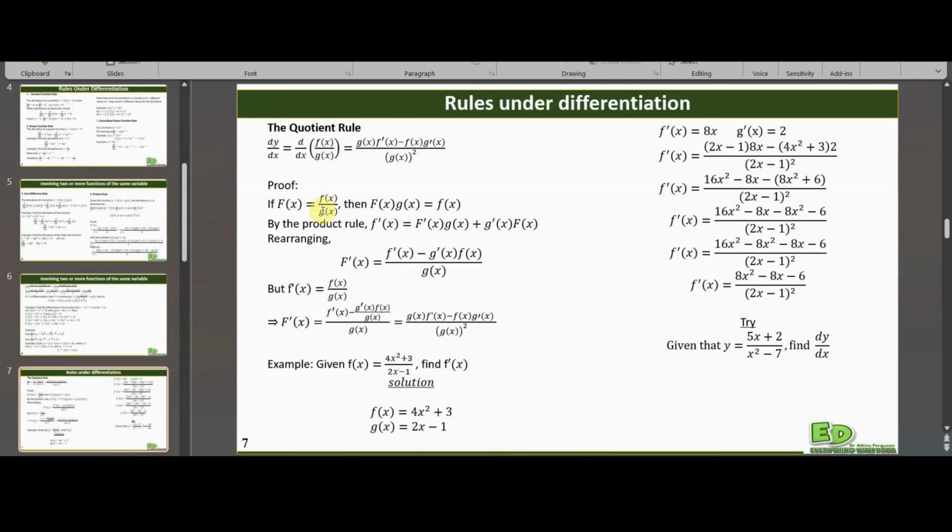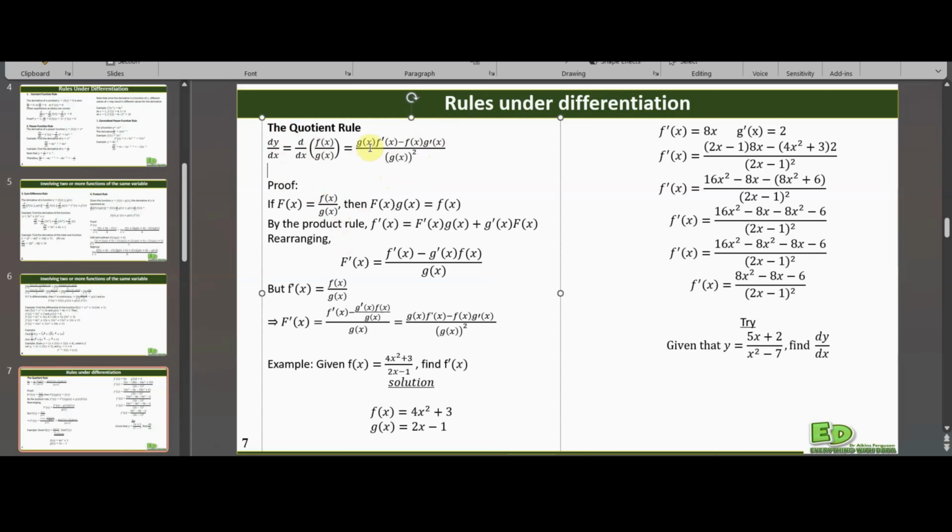So you can have, say, f of x is equal to f of x over g of x, right? So dy over dx. So this is also the formula for using the quotient rule. We use the quotient rule as well when you have two terms dividing each other. So the first term is divided by the second term, right? So this is the formula.